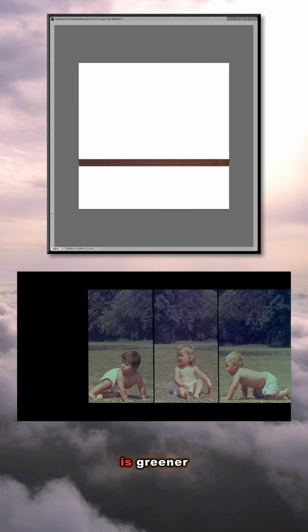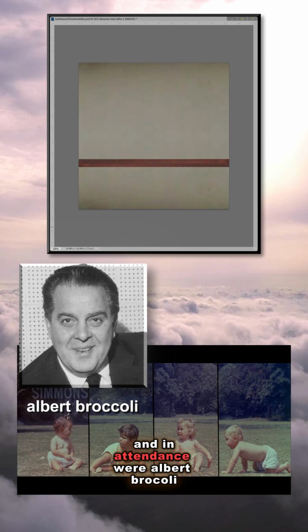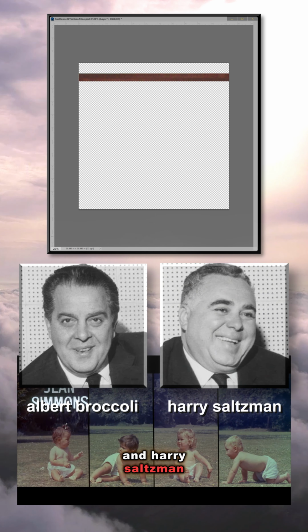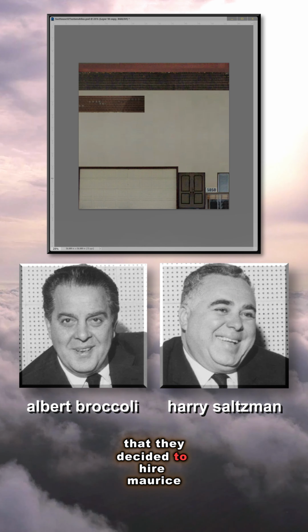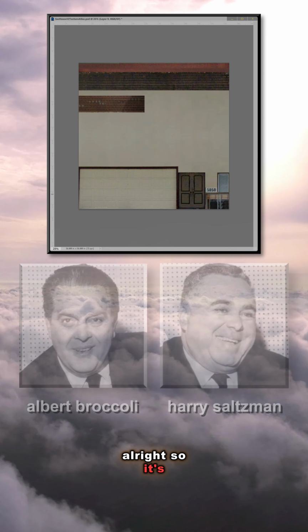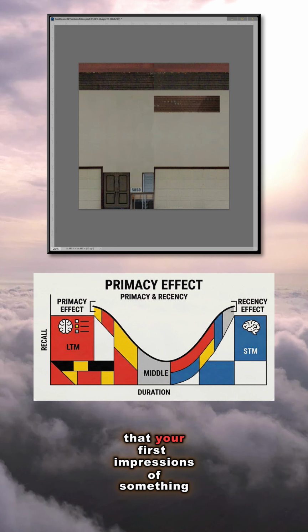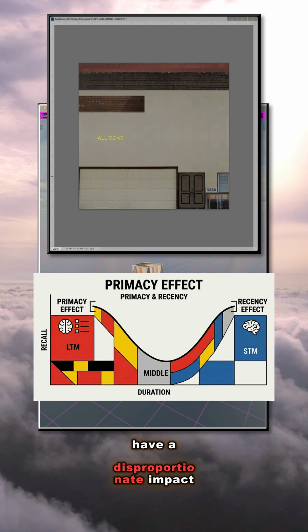So the premiere for The Grass is Greener took place in London, and in attendance were Albert Broccoli and Harry Saltzman, and they were the two James Bond producers, and they liked the intro so much that they decided to hire Maurice.